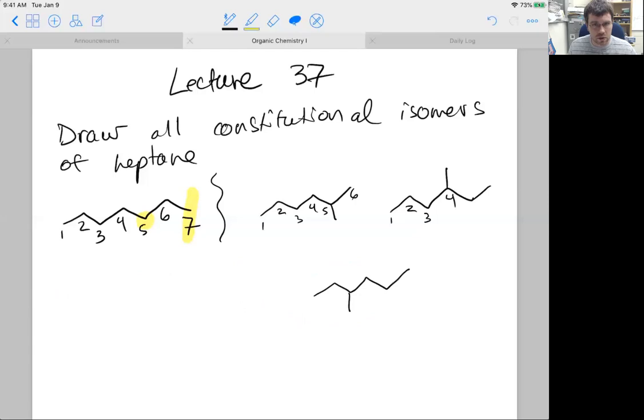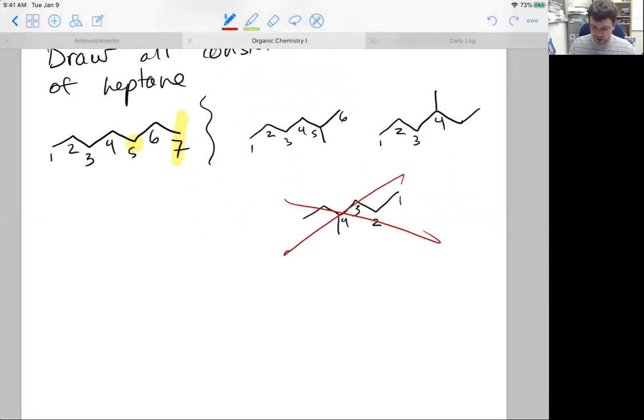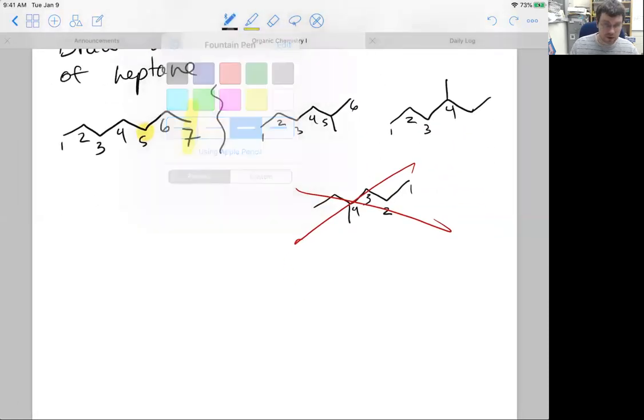You generally can't do this more than a couple of times before you start including duplicate structures. If you look, I hit C4 counting from left to right, but counting from right to left, this is C4 again. So this structure is actually a duplicate of this structure. I need to cross that out. That one will not be included. So we've written 2 structures where the longest chain was 6, and we're going to decrease it down to 5.